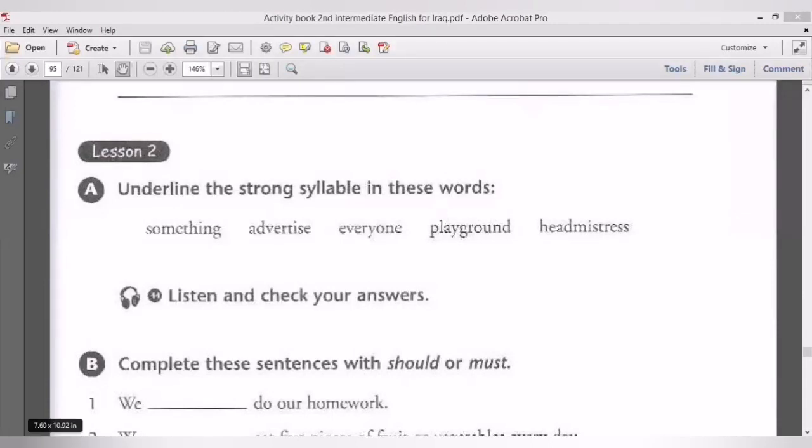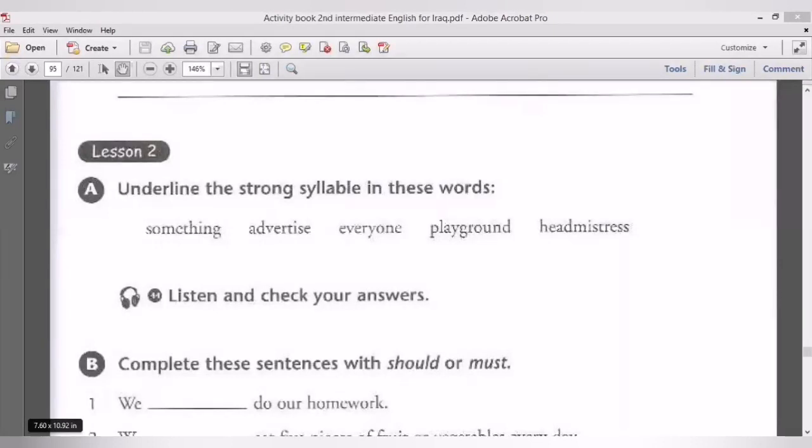Let me play it again. Track 44. Something. Advertise. So, okay, Dima. Advertise. Which one is stronger? The first one. Everyone. No, Omar, not like that. Playground. Headmistress.